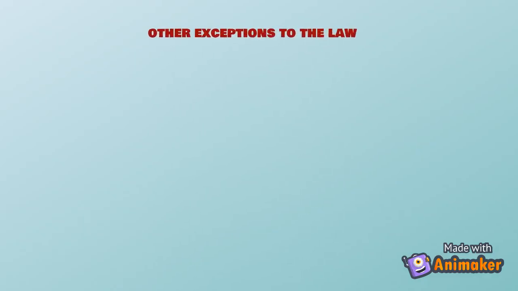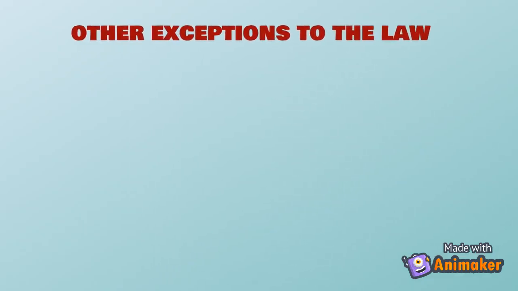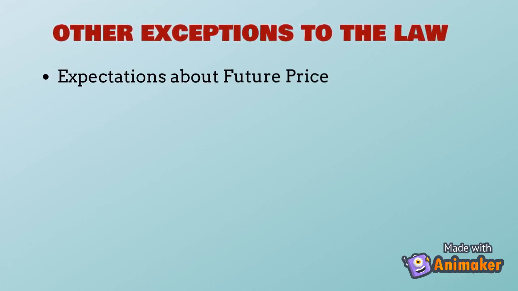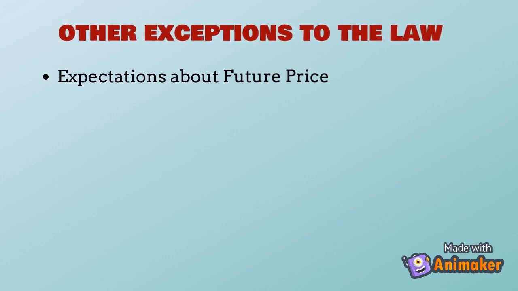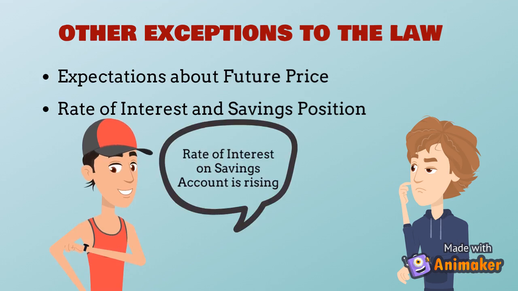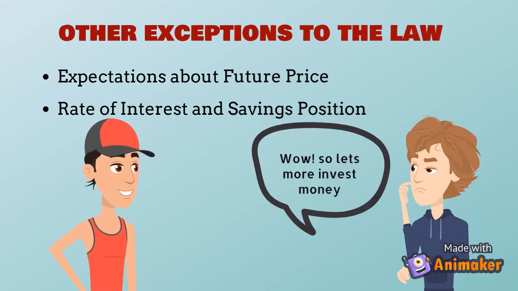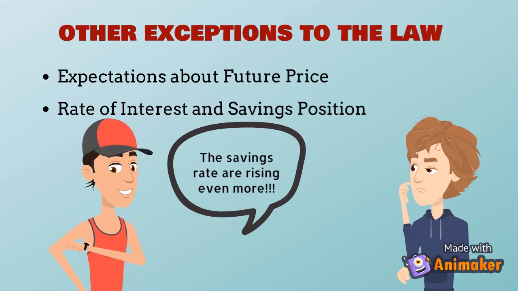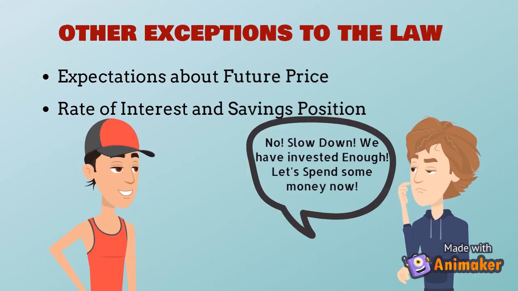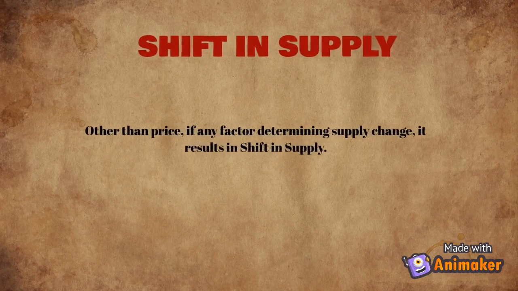Other factors which have the same effect are expectations about future price. So if a seller expects a rise in the price in the future, he will prefer to reduce his supply in the current time and sell in the future. The next one is the rate of interest and savings. When the rate of interest increases, people tend to save more. However, after a certain point of rise in the rate of interest, they may decrease their savings due to high income from the interest.